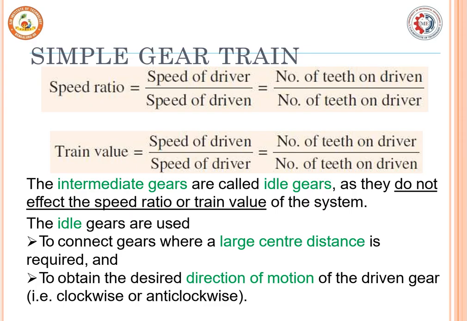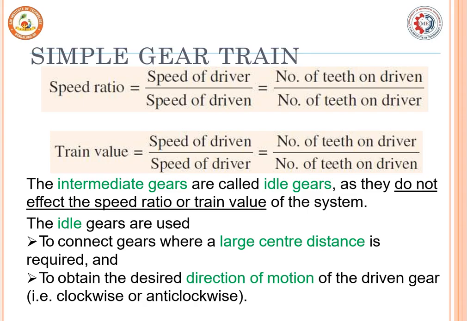The speed ratio is the speed of the driver divided by the speed of the driven, which is equal to the number of teeth on the driven divided by the number of teeth on the driver. If you want to calculate the train value, it will be the same.